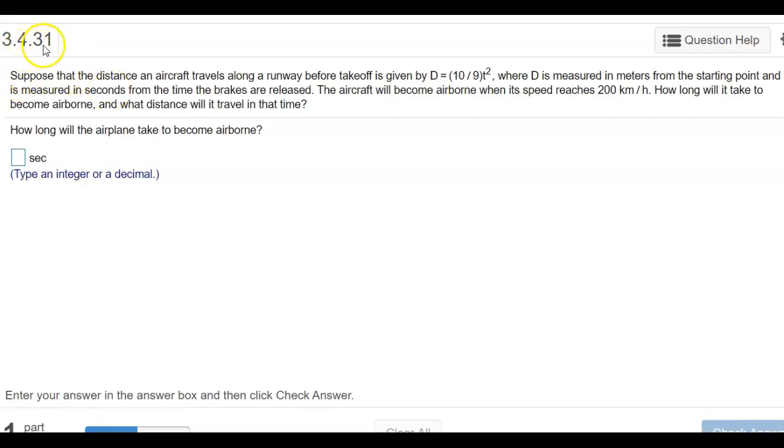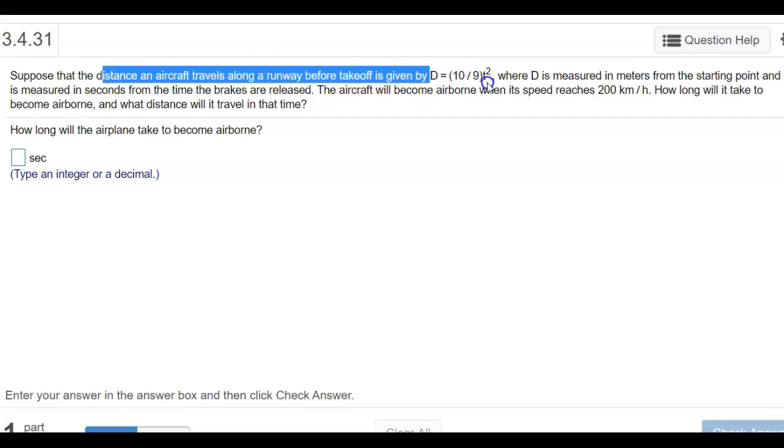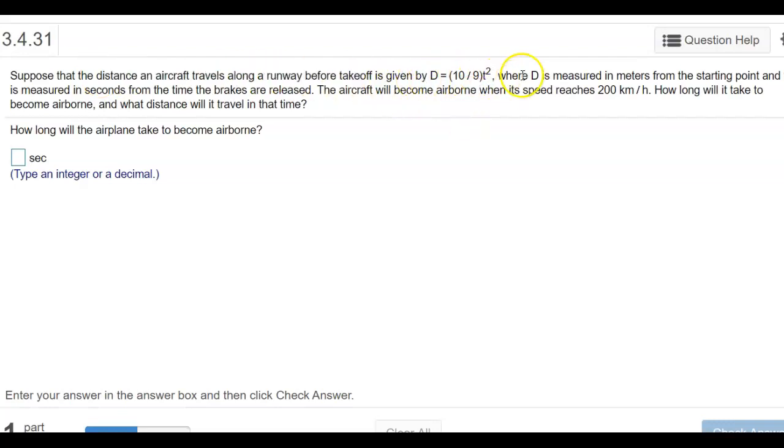Alright class, we're going to look at this problem from your 3.4 homework set, and we have a distance formula given right here, and we want to know how long it will take before this thing reaches a certain speed. This is measured in meters from the starting point, and this is so many kilometers per hour. t is measured in seconds. D is measured in meters, and its speed is 200 kilometers per hour.